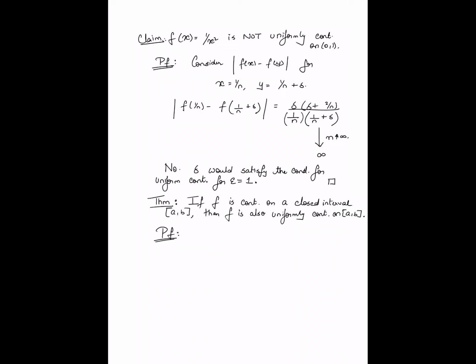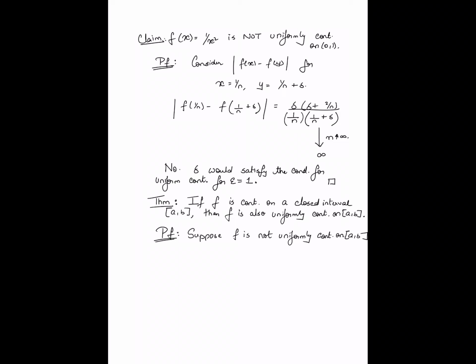So this proof is going to work via contradiction. Suppose, with the intention of getting a contradiction, that f is not uniformly continuous on the interval a to b. Okay, now what does the negation of uniform continuity imply?